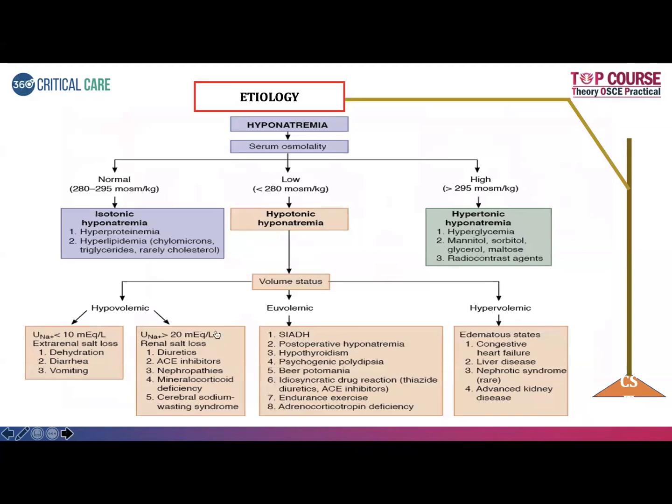So when going into the causes of hyponatremia, so normal, low, and high osmolality. So normal is isotonic hyponatremia that we talked about, the translocational hyponatremias, that is paraproteinemia, hyperlipidemia like chylomicrons, triglycerides, and rarely cholesterol can cause. So high osmolality due to hypertonic hyponatremia. This happens due to hyperglycemia, mannitol, sorbitol, glycerol, maltose, okay, and some radio contrast agents also.